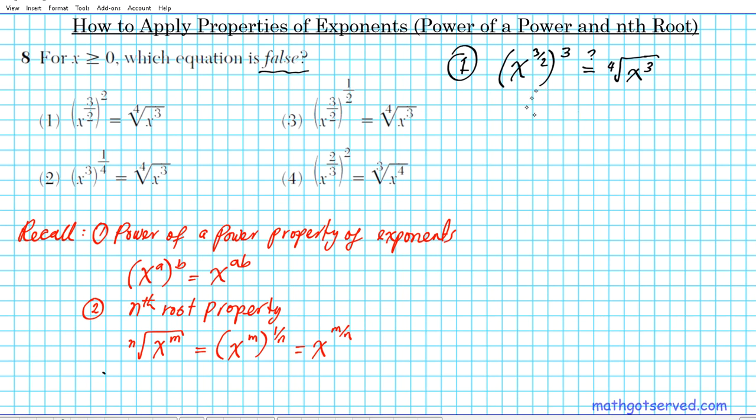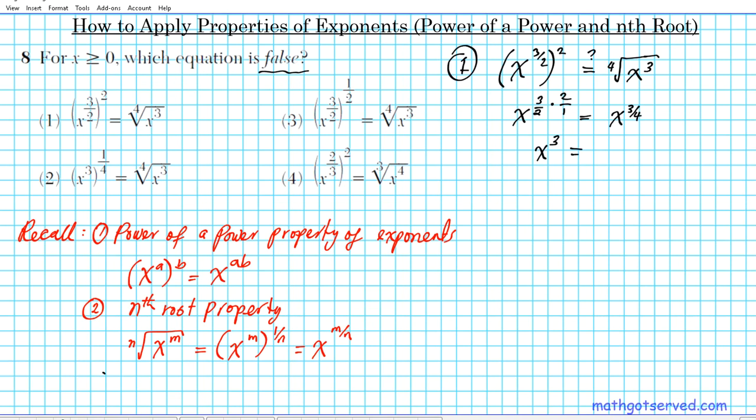Alright, so we're going to use the power of a power property for the first one. For the left side, we just multiply the exponents. So it's going to be x to the 3 over 2 multiplied by 2 over 1. And then on the right side, we're going to use the nth root property. This becomes x to the 3 over 4. The power on the inside is the numerator and the index becomes the denominator. And then the left side simplifies, the 2's divide out, x to the third.